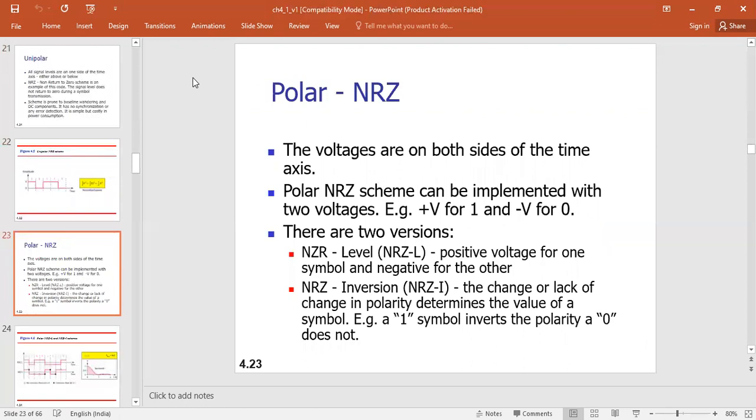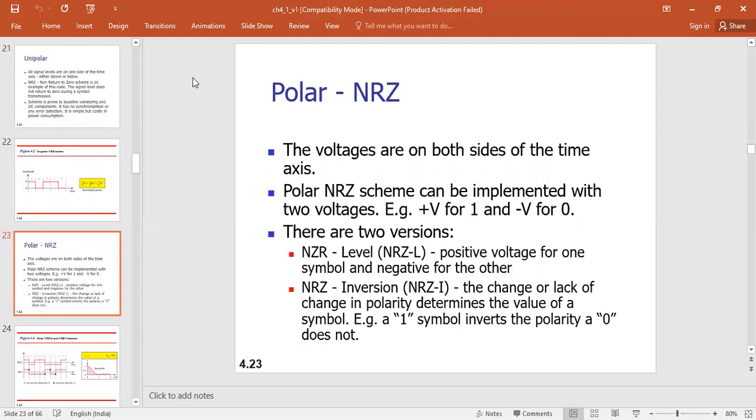Now the polar. In polar, the voltages are on both sides. Polar encoding scheme can be implemented with two voltages, positive for one and negative for zero. So in NRZ there are two types, level L and level I. Level L means positive voltage for one symbol and negative voltage for the other, on both sides. NRZ-I means inversion: the change or lack of change of polarity determines the value of the symbol. Means one symbol may be inverted while zero does not. So by that we can represent it.